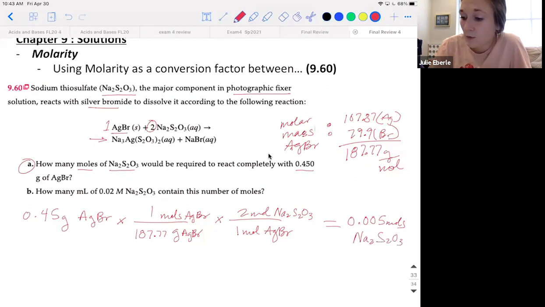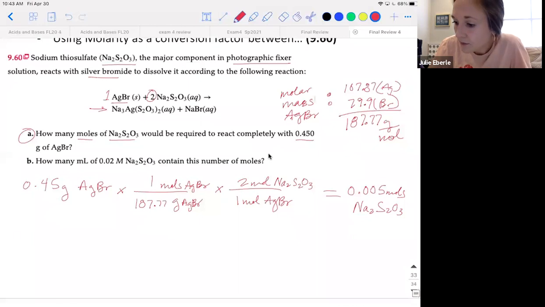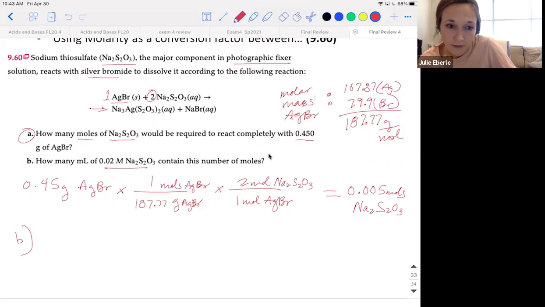Now, part B is where we're going to use molarity. Part B says if you have a solution of sodium thiosulfate and it's 0.02 molar, how many milliliters would you need to have that many moles in it? How many milliliters of a solution of this concentration would contain 0.005 moles?